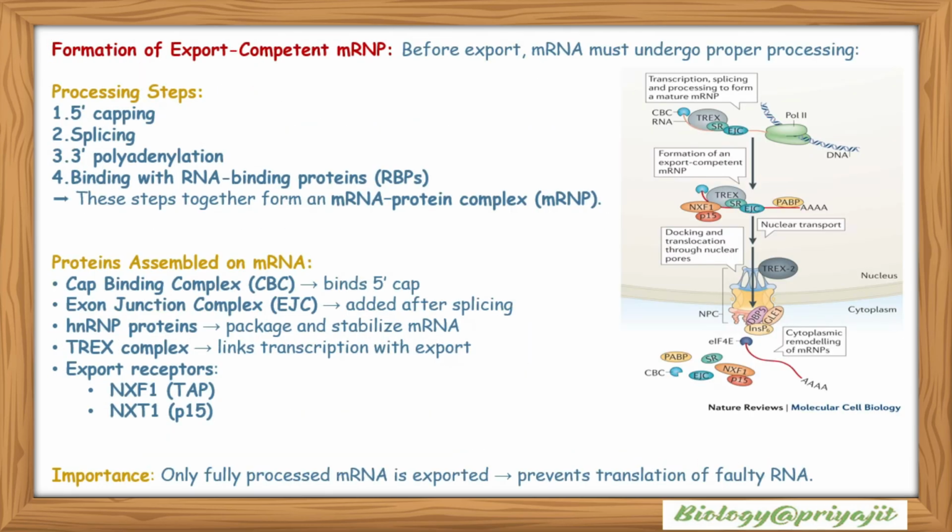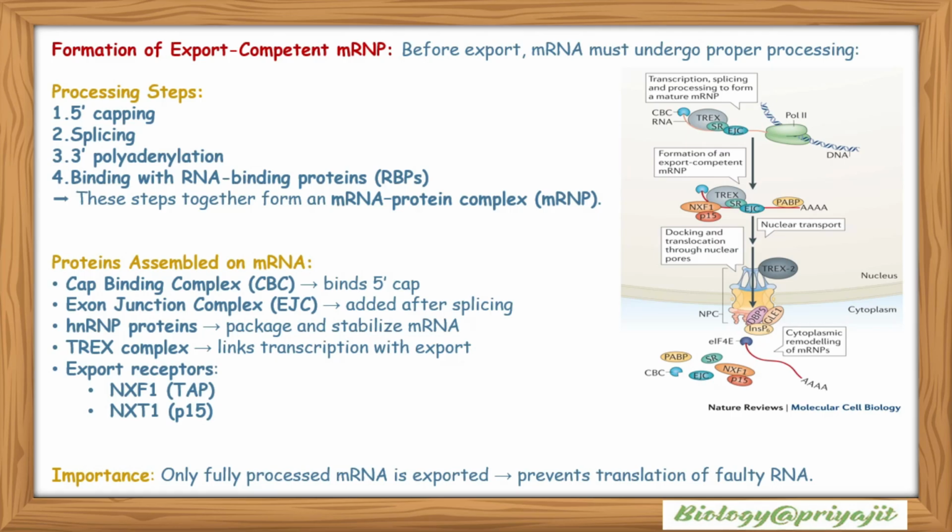Formation of export competent mRNP. Before export, mRNA must undergo proper processing, and the processing steps include 5' capping, splicing, and 3' polyadenylation, binding with RNA binding proteins. These steps together form an mRNA protein complex or mRNP. Transcription, splicing, and processing form a mature mRNP. When an export competent mRNP is formed, then docking and translocation occur through the nuclear pore, and the nuclear transport causes the cytoplasmic remodeling of the mRNPs.